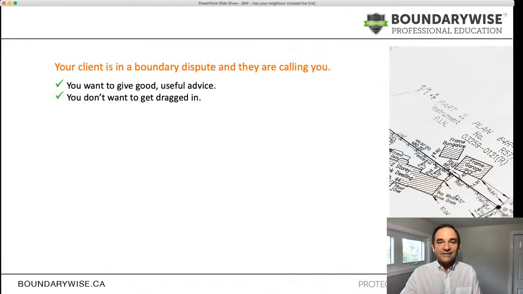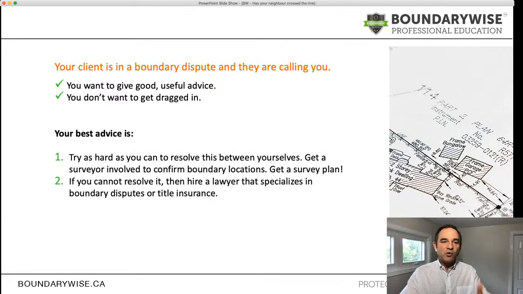Best advice. This is it, guys. Your client is in a boundary dispute and they're calling you. You want to give good, useful advice. You don't want to get dragged in. Your best advice is, first of all, try as hard as you can to resolve this between yourselves. Get a surveyor involved to confirm the boundary locations. If it's to do with a tree, remember last webinar, get an arborist to mark where the root collar and tree collar and branch collar is for the surveyor to mark those on the survey plan, right? Add that if it's a tree thing. Get a survey. If you cannot resolve it, you have two other options.